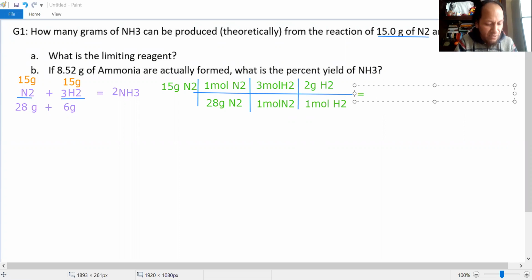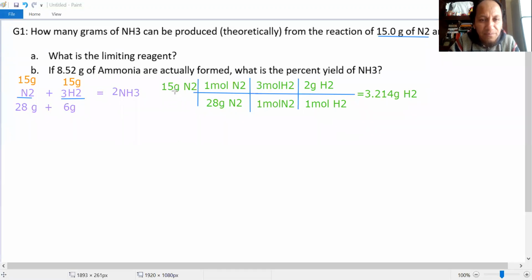You're going to see that 15 times 3, right, times 2, and that divided by 28, and that's it. So it's going to give you, see, 3.21. Try to use 3 decimals always in chemistry. So 3.214 grams of hydrogen, right? See what I did in this?